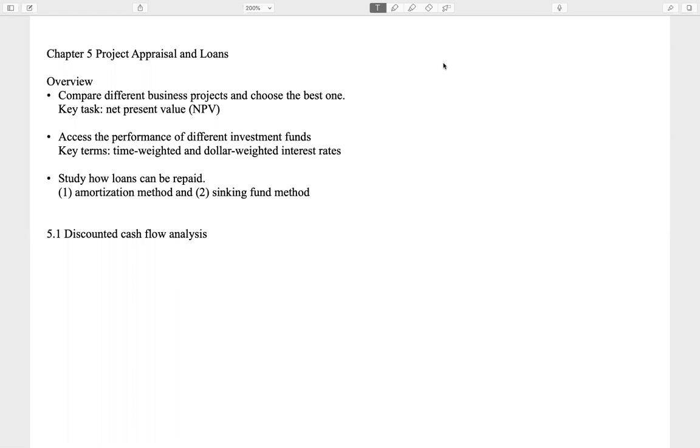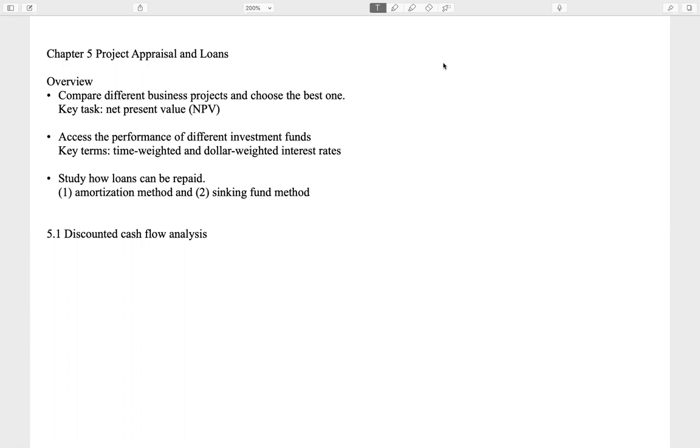Hello, everyone. Since our second exam is postponed to next Tuesday, we will continue with a new chapter, chapter 5, project appraisal and loans. Starting from chapter 5, we begin to see the application side of this course, right?